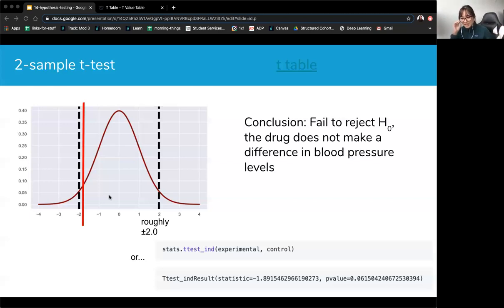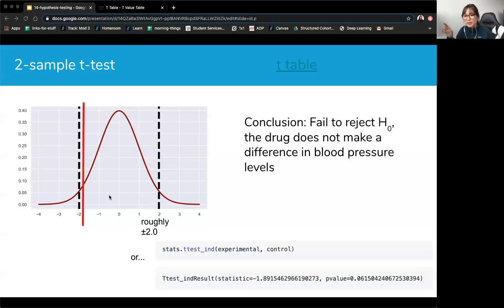I don't see why not. I think this comes down to more of experimental design, and this is when you really have to think in context of your problem, which is like knowing that it's a two-tailed test, if you want to be more strict or less strict, that can just determine your alpha.